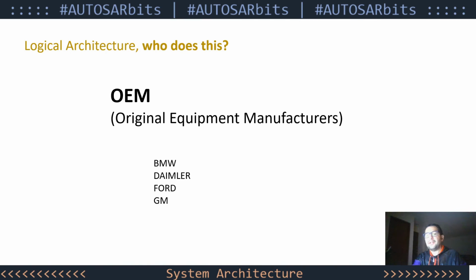So logical architecture, who does this? The answer is the OEMs. Companies like BMW, Daimler, Ford, or GM, which design a car, know what the customer wants or needs. And so they design functions by going through the logical architecture and then doing what is called the physical architecture that we will cover in the next session.